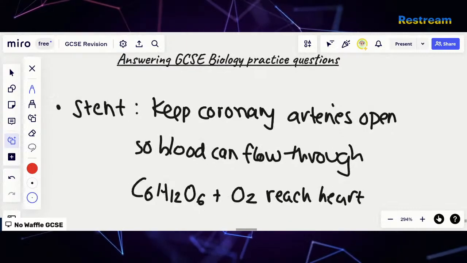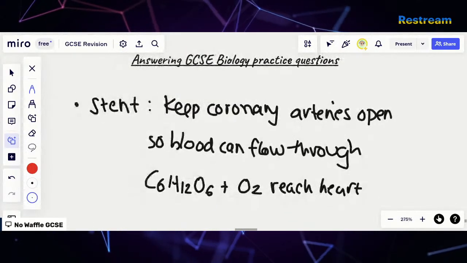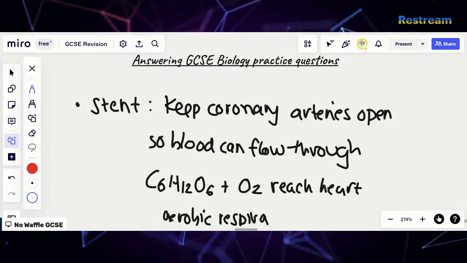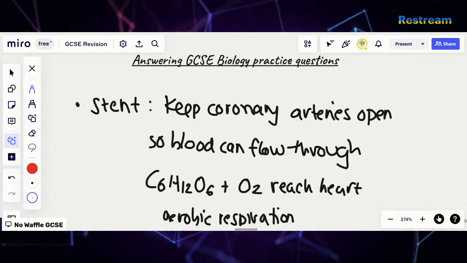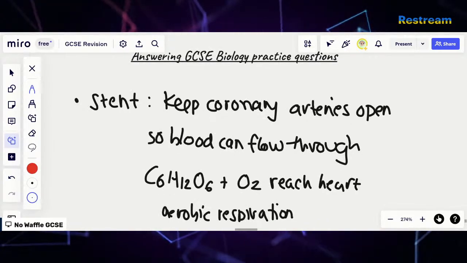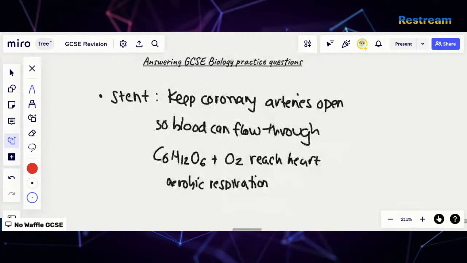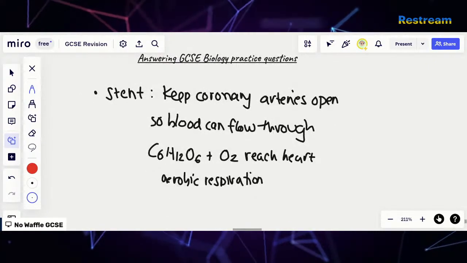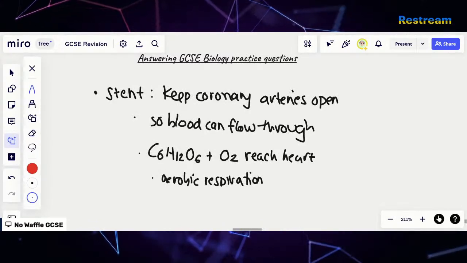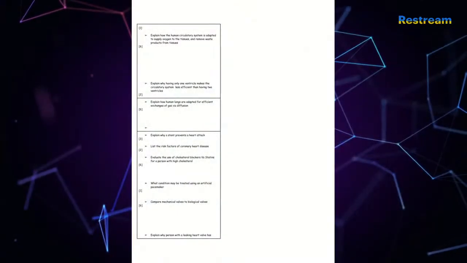Because they can reach the heart, the body can undergo aerobic respiration, and therefore make energy. And that is how a stent prevents a heart attack, because a heart attack is when blood can't flow through, so the glucose and oxygen can't reach the heart, and therefore aerobic respiration cannot take place. Okay, moving on to the next question.